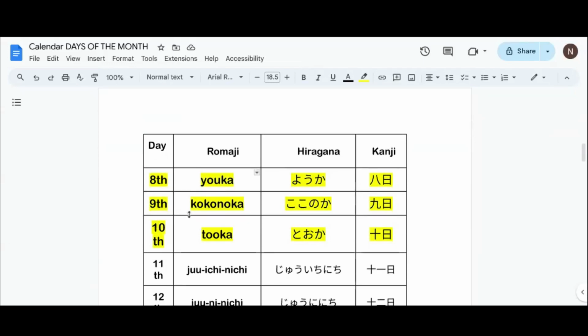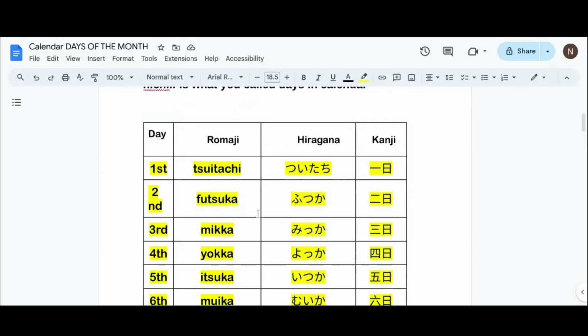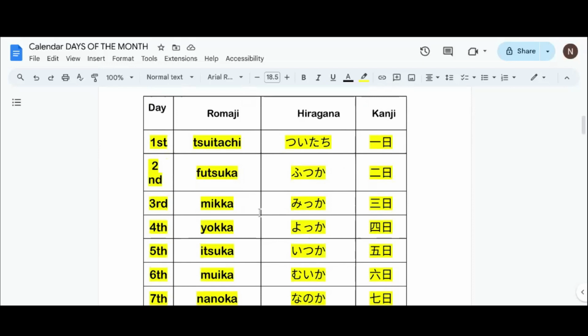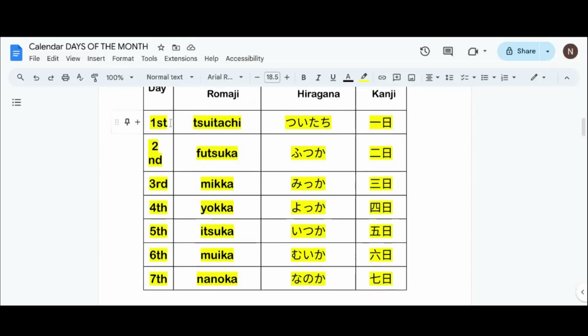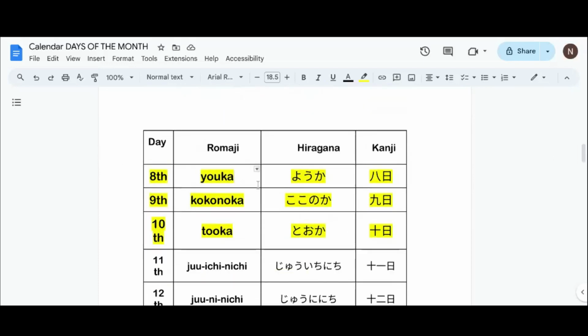And then the ninth is kokonoka. Kokonoka. Ninth. And then the 10th is toka. Toka. So in the calendar, the days starting from the 1st up to the 10th are like this.